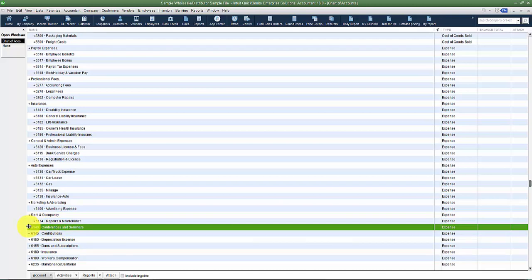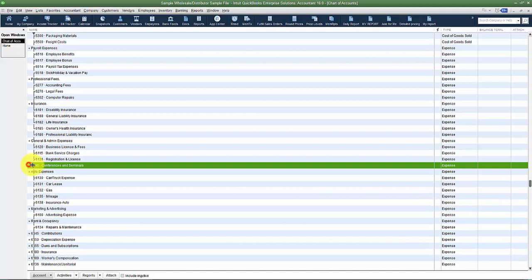Here at Fourlane, we send our service consultants and our sales reps to different conferences to make sure that they have the most up-to-date knowledge about apps and QuickBooks, of course. We also have certifications that they have to go through every year. So that's a big part of our expenses here, employee development and training, continued training. And so that definitely gets its own category on our chart of accounts. But for this company, we're going to say conferences and seminars is not a big expense. So I'm going to stick it under G&A.